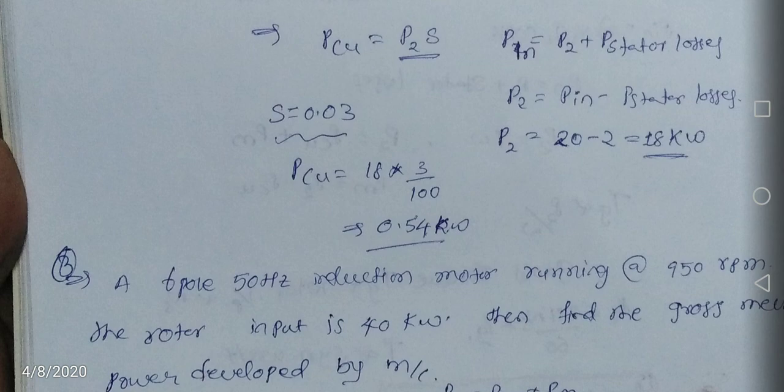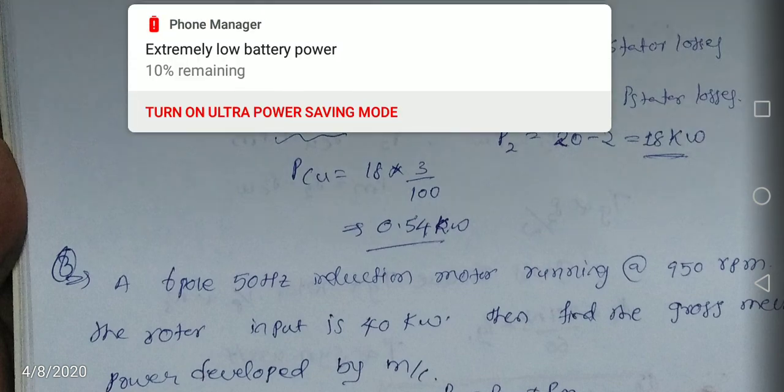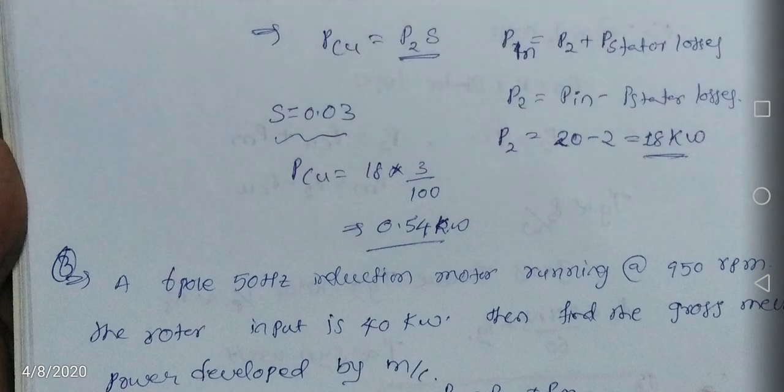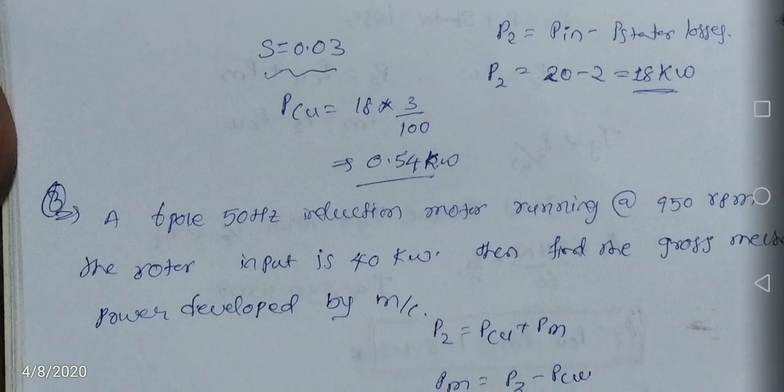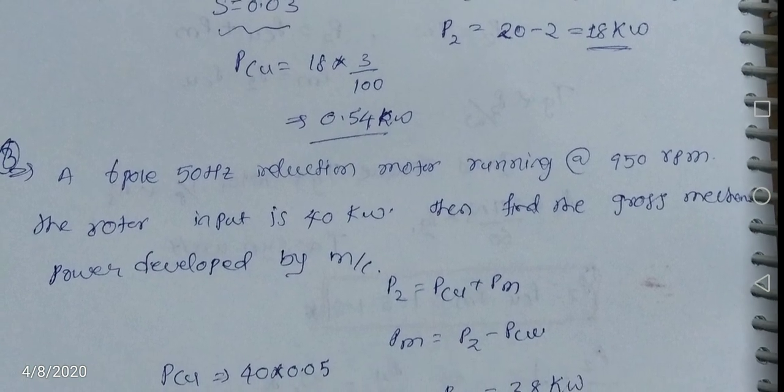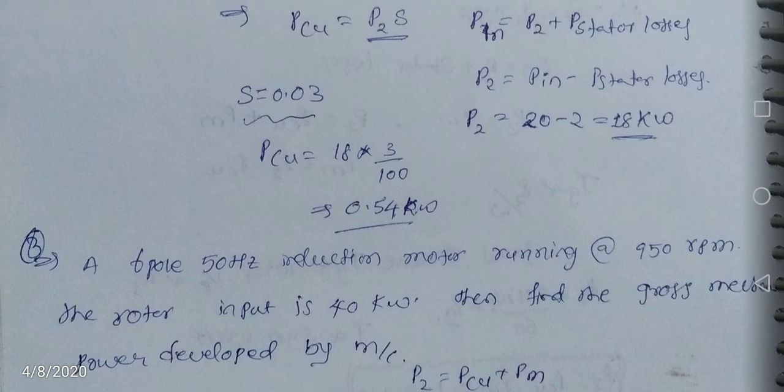Next problem: a 6-pole 50 Hz induction machine running at 950 rpm. The rotor input is 40 kilowatt. Find the gross mechanical power developed by the machine. The gross mechanical power developed by the machine is PM.